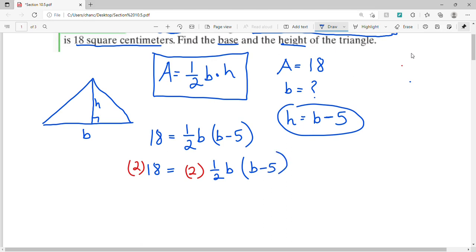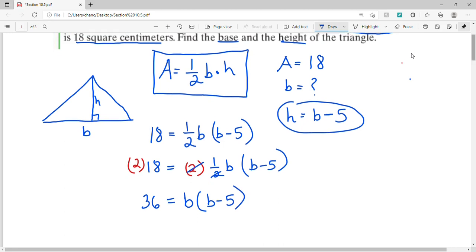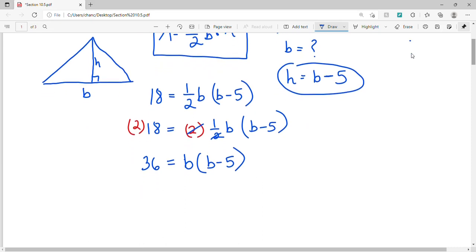What happens to the left side? That's 2 times 18, which is 36. And that's equal to, you can see right here, the 2 and the 2 reduce, leaving me with just b times b minus 5. This is good. We don't have any fractions now, and so we can distribute the b. Let's distribute the b. This gives us 36 equals b squared minus 5b.